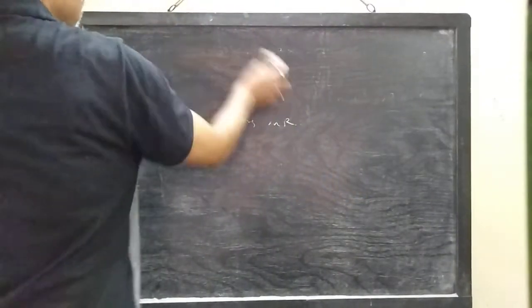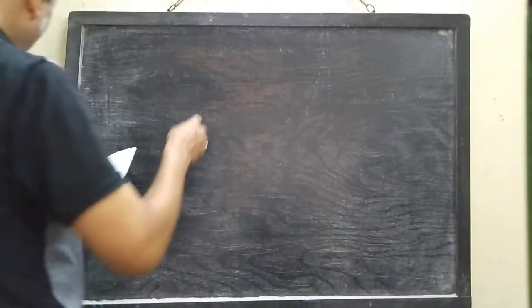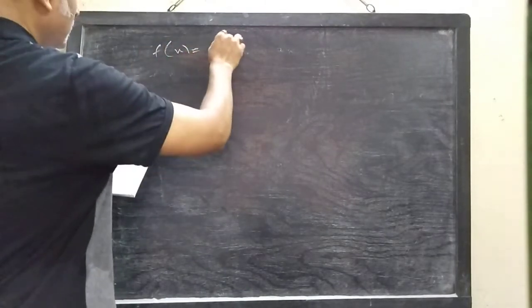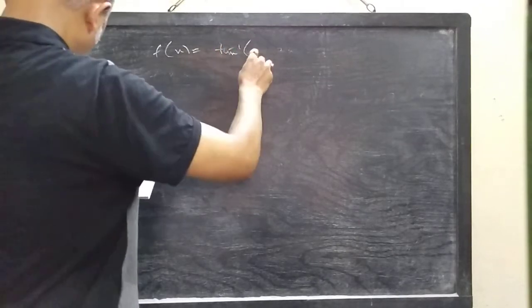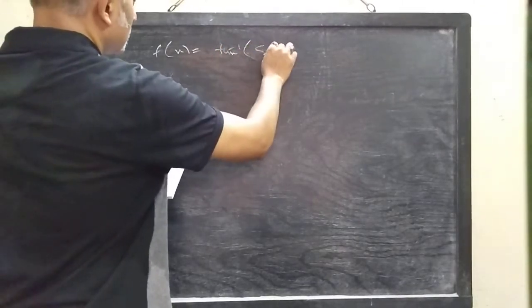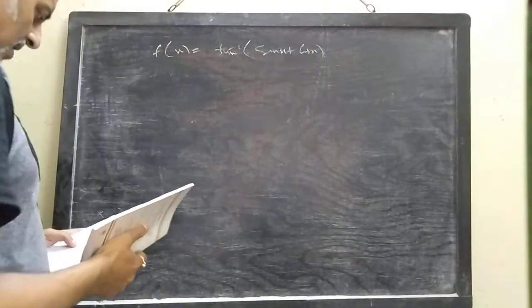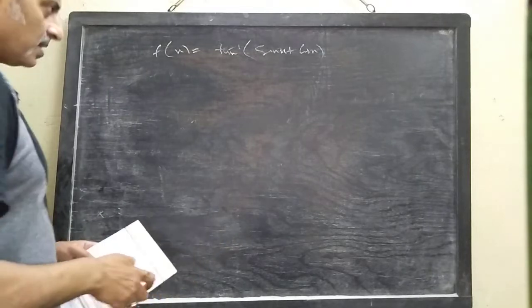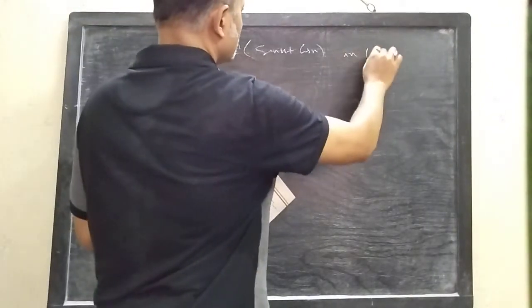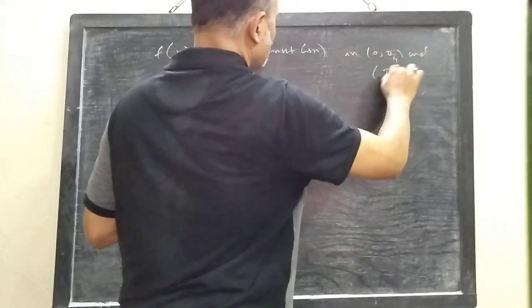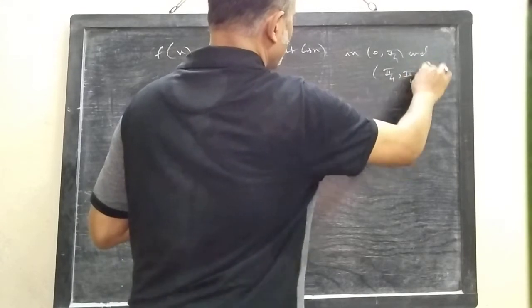This was a simple one. Next. Let us go to the question. f given by f(x) = tan inverse (sin x + cos x). And we have to study the nature of the function in 0 to pi by 4 and in pi by 4 to pi by 2 separately.